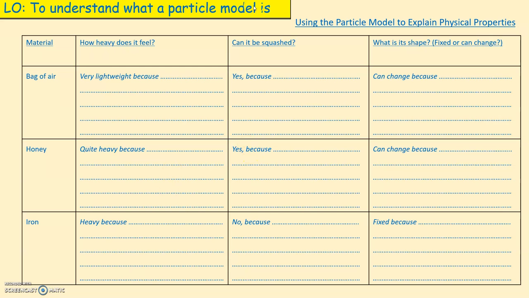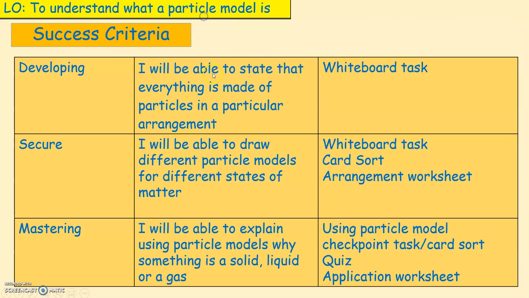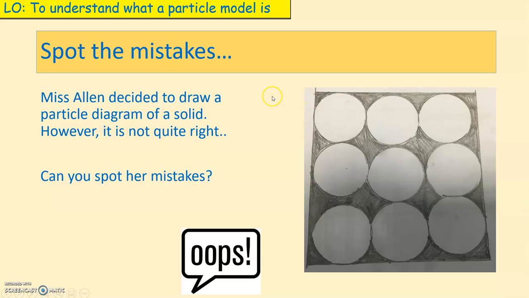Now, we're going to move on to the next activity. This is actually the last thing we're going to be doing, because we've been able to cover literally everything. So job well done to every one of you that actually took part in this. Now, this is the last thing. So, spot the mistake. Miss Allen decided to draw a particle diagram of a solid. However, it's not quite right. What do you think is a mistake?